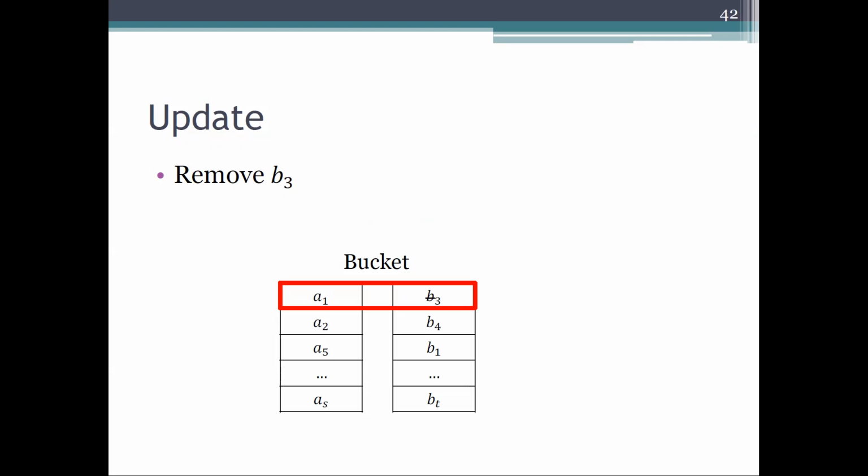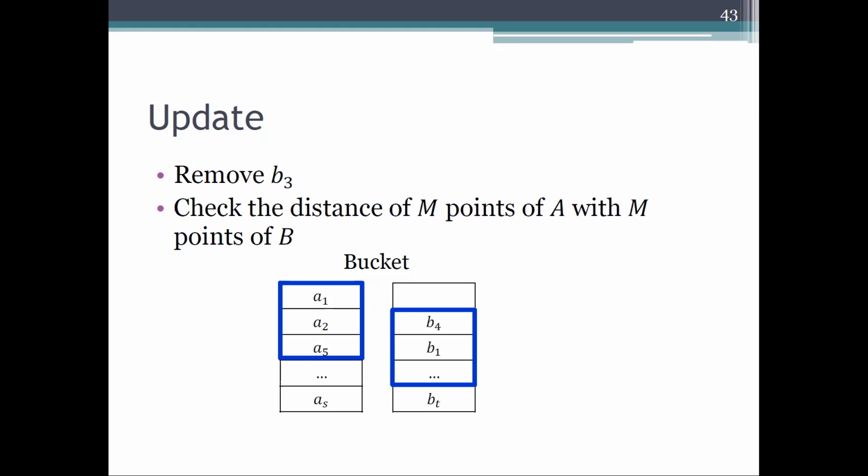However, assume that we want to remove the point B3. Again, we go through all buckets that contain B3. In our bucket here, we can see that B3 is a point of the representative pair. So after the deletion of B3, we are not sure if this bucket is still active or not. In order to decide if the bucket is active, we take m points from the subset of points in A in the bucket and m points from the subset of points in B in the bucket, and we measure their pairwise distances. We explain later how we define the parameter m.